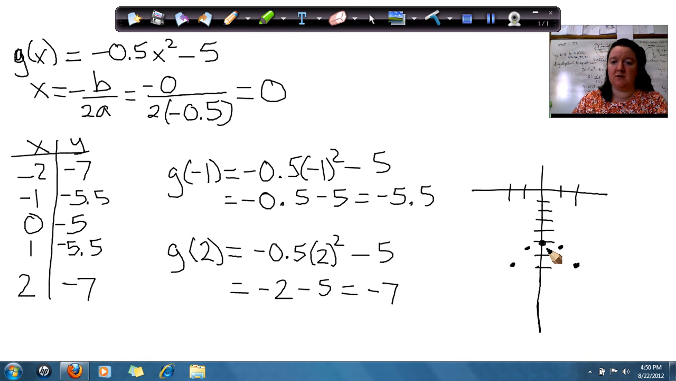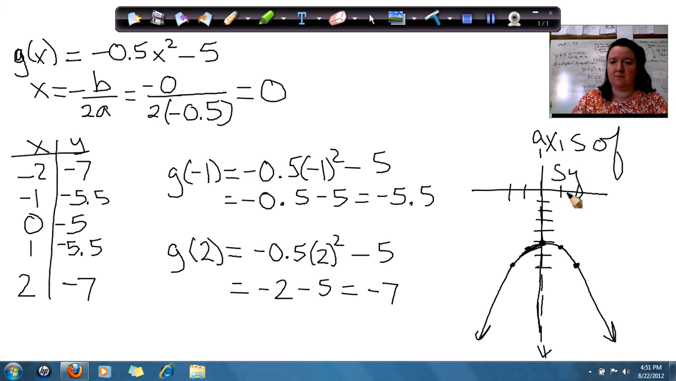Here. Let's draw a parabola. So we have a parabola that opens down. Our axis of symmetry is going through 0. And our vertex is 0, negative 5.